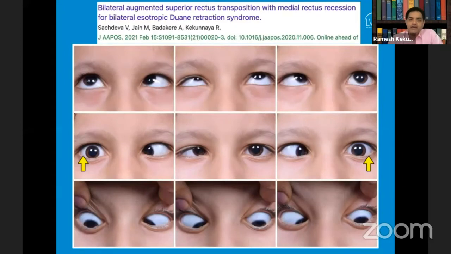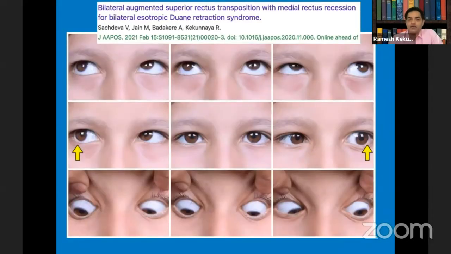Recently, what I do is a bilateral SRT in them along with MR recession, similar to what we have done for this bilateral Duane syndrome. You can see alignment as well as improvement in their abduction. That's what the surgical management is. Otherwise, they just behave very, very similar to bilateral Duane syndrome, that is esotropic. Usually, they don't have any kind of fibrotic band or anything.